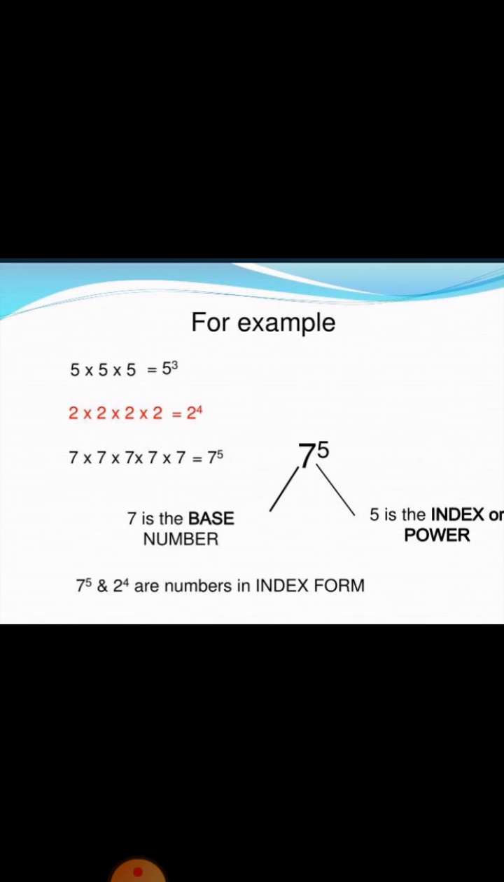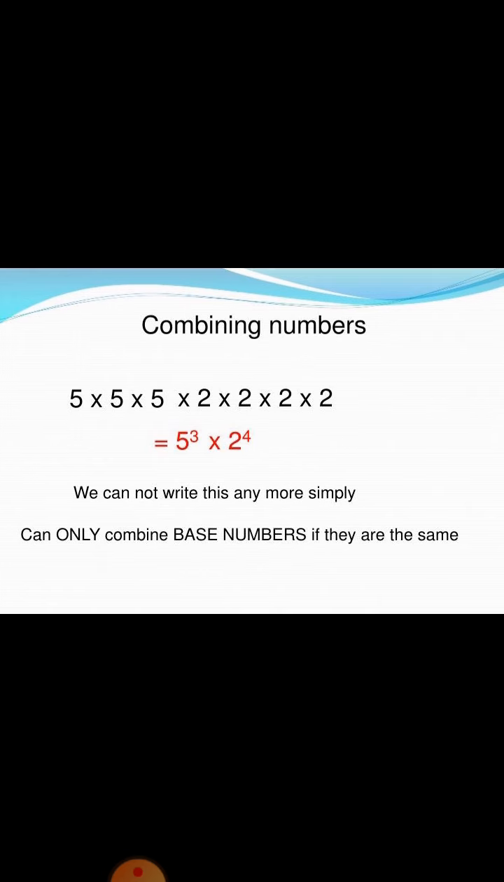Actually, when we have many of the same numbers, for example a number 5 repeated 3 times, it is very difficult to write these numbers 3, 4 or 5 times. So they decided to find a shorter form so that our calculation is easy. So we write 5 raised to power 3. In this example, 5 is the base number and 3 is the power.